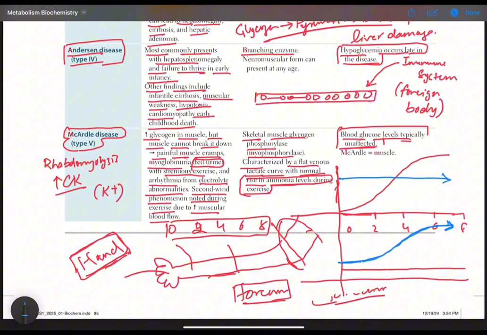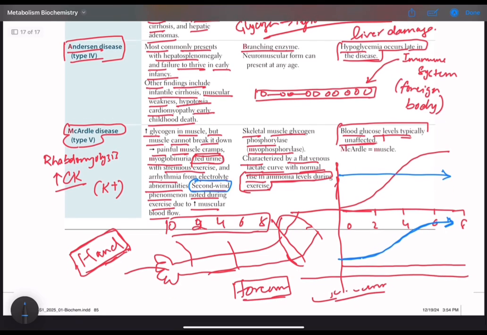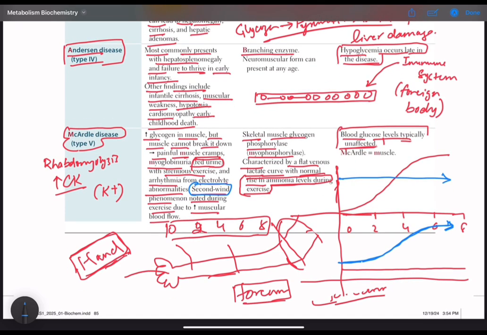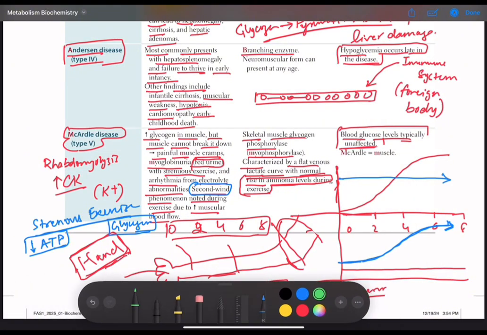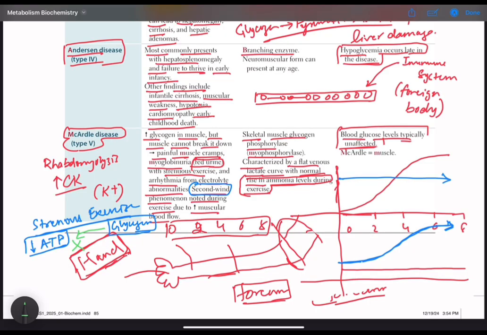Another thing is the second wind phenomenon. What happens with these patients is that when they go for strenuous exercise, there is rapid depletion of ATP in the muscles, the stored ATP. In normal individuals, this ATP is replenished by the glycogen stored in the muscles of the body. Since these patients cannot replenish the ATP through glycogen, they experience painful muscle cramps, because actin and myosin attach during contraction, and for their detachment ATP is required. Since these patients have no ATP, they experience painful muscle cramps due to the actin-myosin attachment.